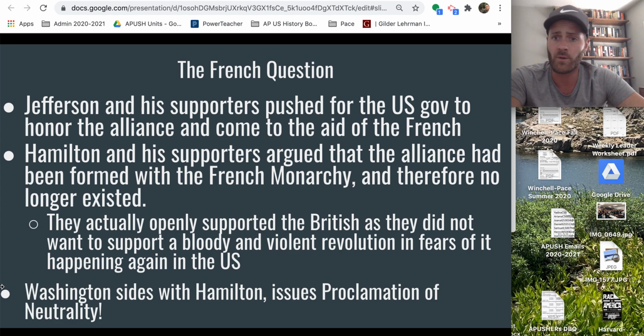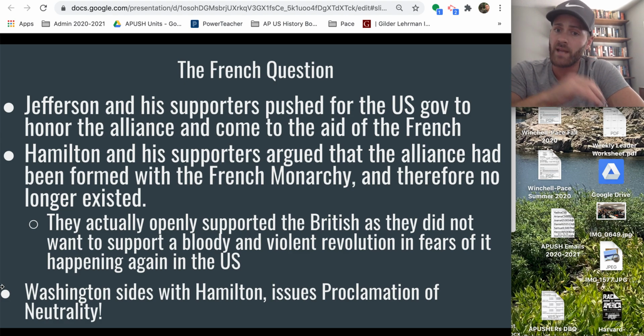As, like I said a little bit ago, there's this fear of supporting a bloody and violent revolution, because the last thing that these Federalists want, who just created this new, stronger national government, is that happening again in the United States. It ends up being Washington's call, as the president is the commander-in-chief. The president is our last say on these sorts of matters.